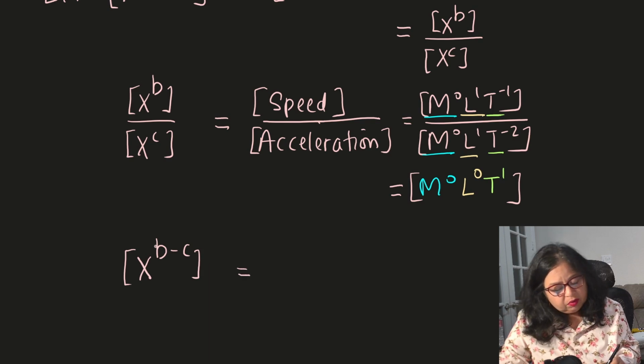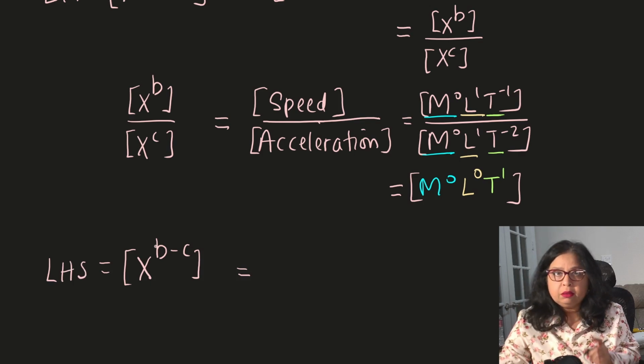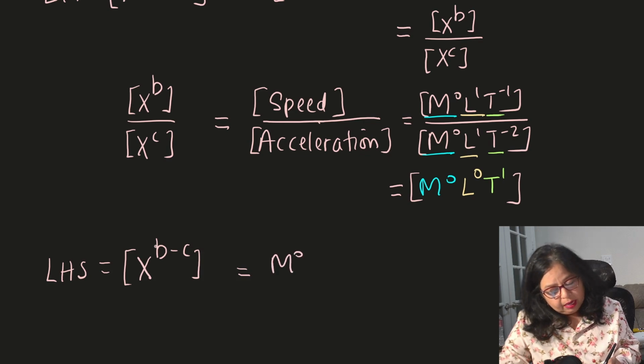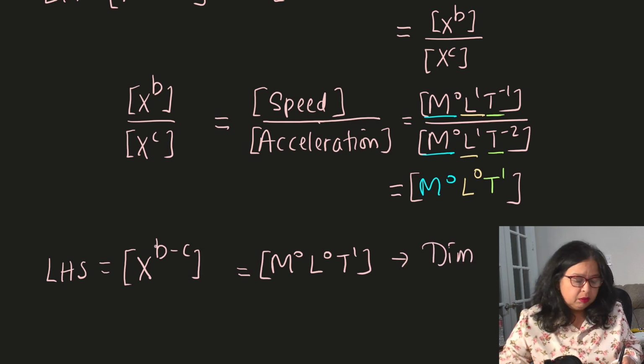So now we see that x to the power b minus c, which is the left hand side of option A, is equal to M0 L0 T1. So basically this has dimensions of what? Time.